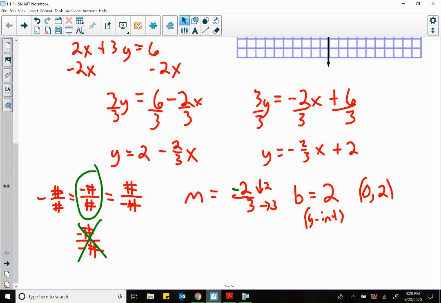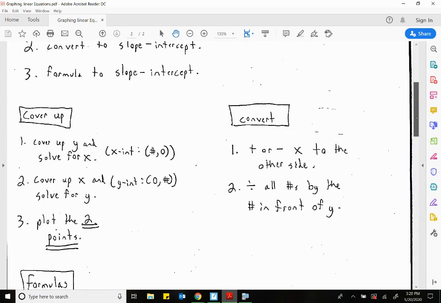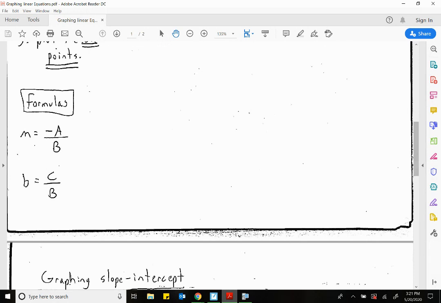All right, so let me talk about this last method. Use formulas to find the slope intercept. I mean, you already know how to graph in slope intercept, but instead of converting, I want to show you a third way to get to this just by using formulas. Okay? So right here, it is known that the M of slope intercept is the opposite of A over B.